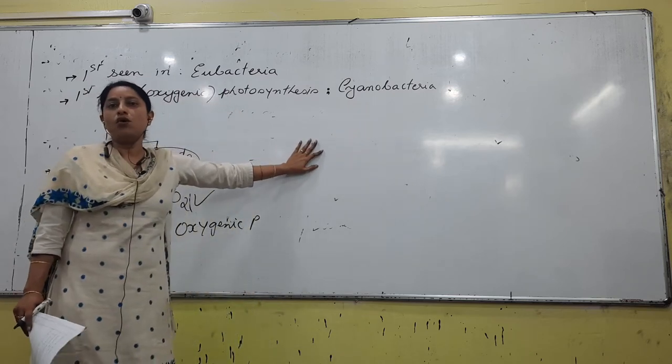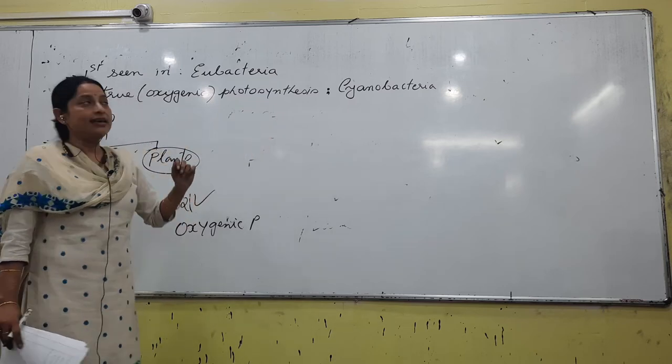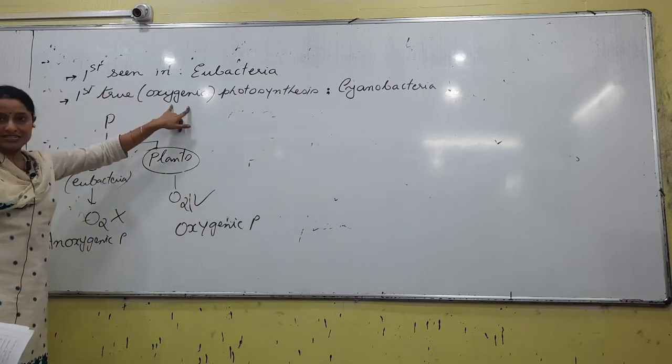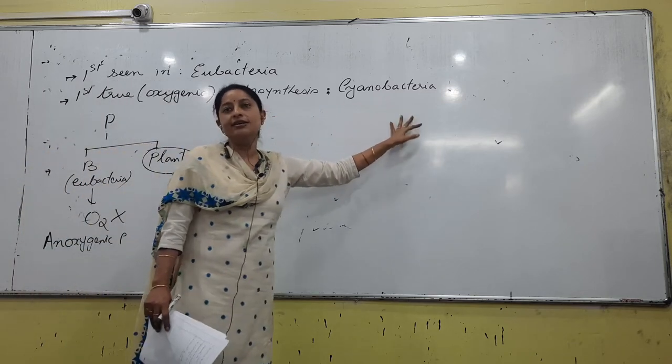If the word true or the word oxygenic is there, we have to remember that it was discovered first in BGA or cyanobacteria.